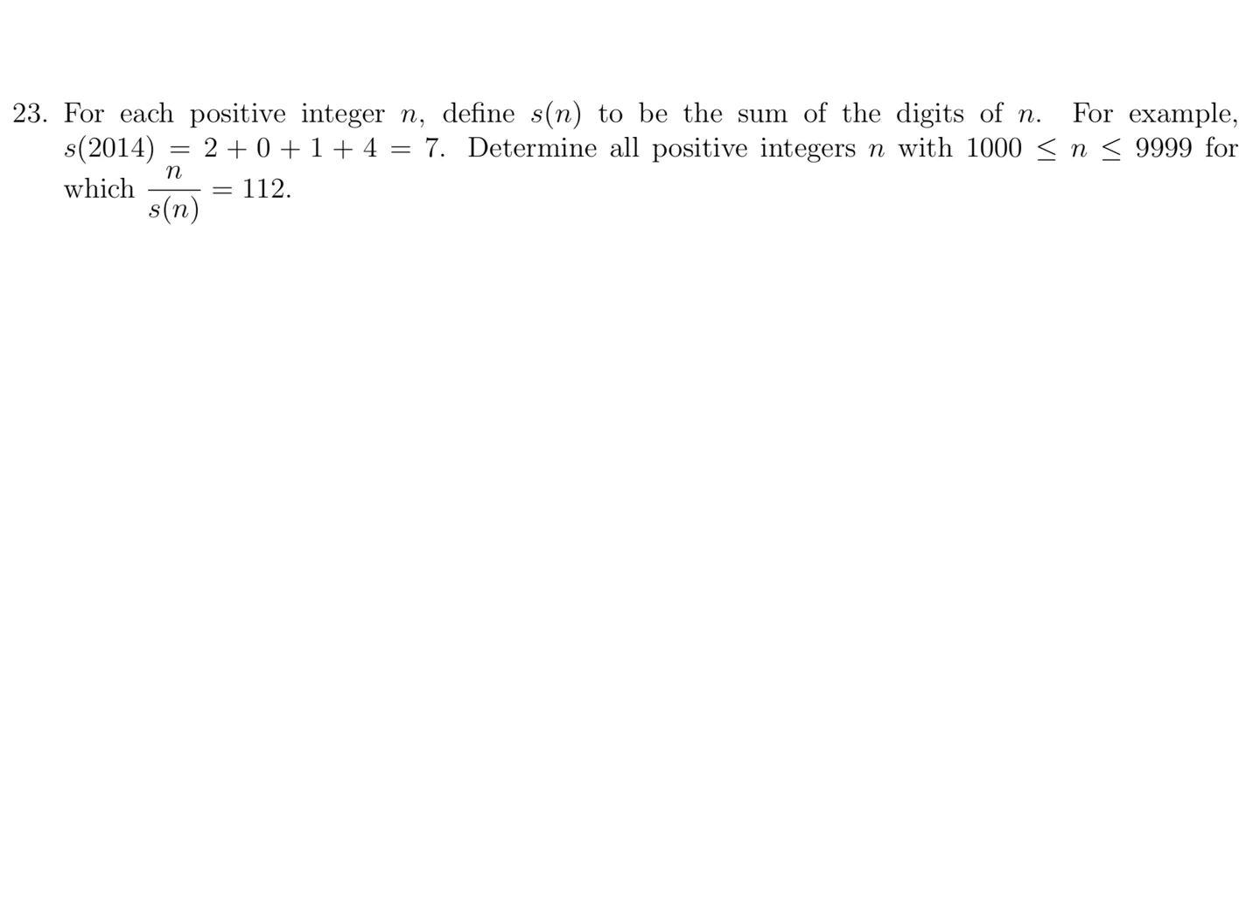For each positive integer n, define s(n) to be the sum of the digits of n. For example, s(2014) is 2 plus 0 plus 1 plus 4, which is 7. Determine all positive integers n with n between 1,000 and 9,999 inclusive, for which n divided by s(n) is 112.